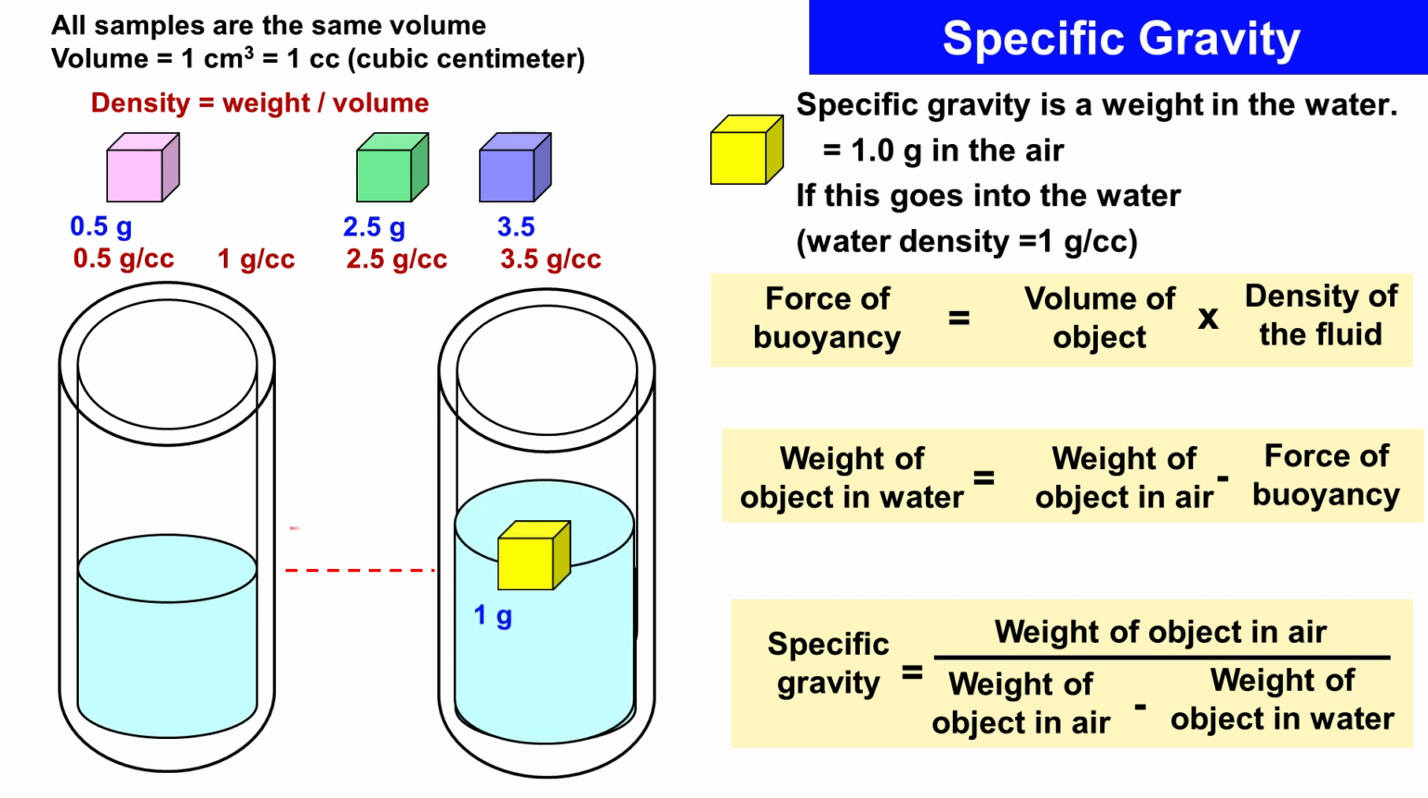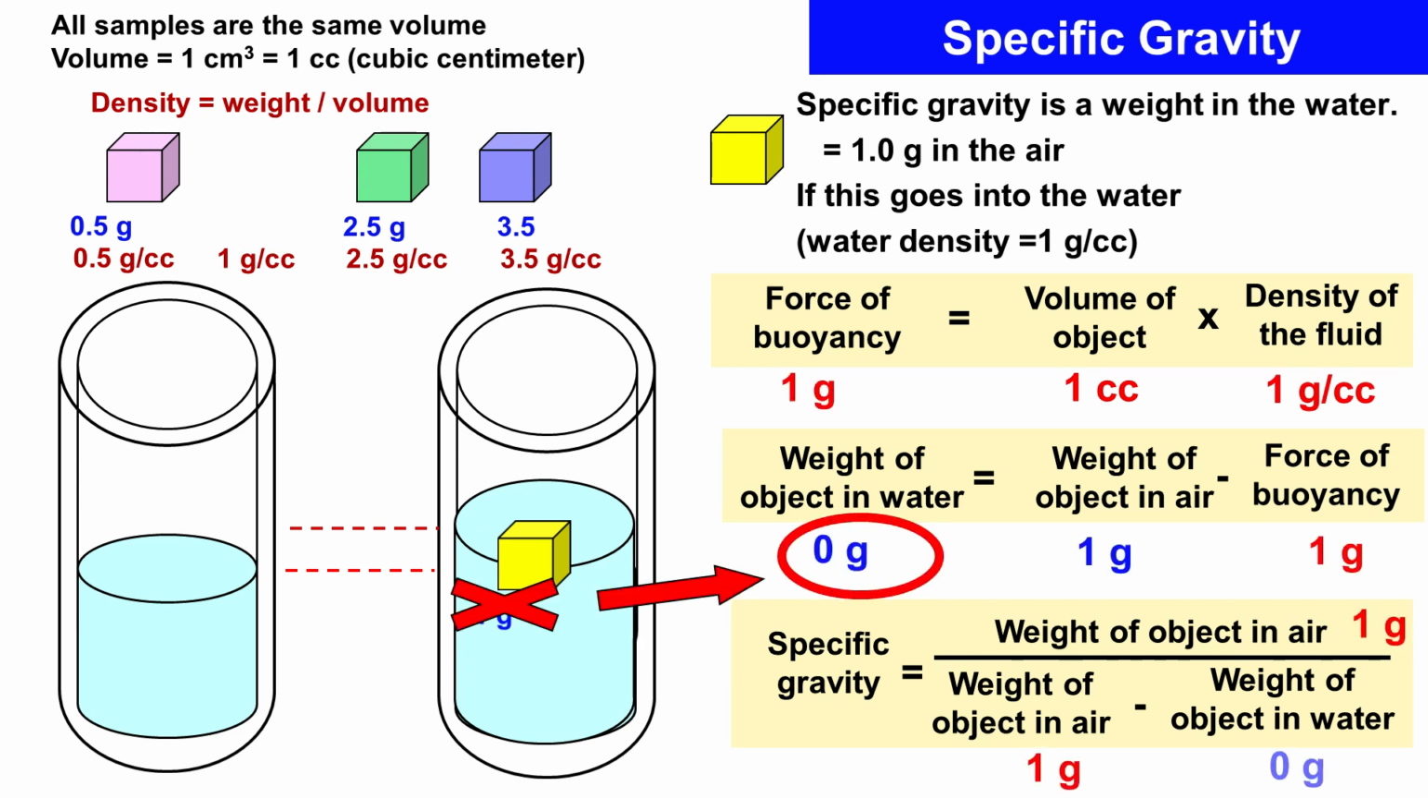The weight of the object in water is 0 gram. Now we can estimate specific gravity: the weight of the object in air divided by the weight of the object in air minus the weight of the object in water. Here the specific gravity is 1.